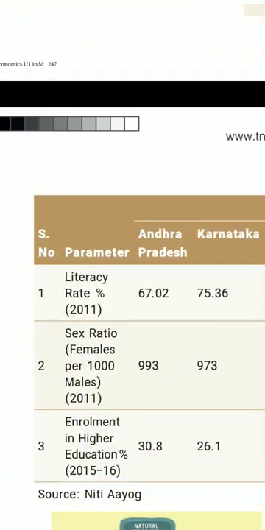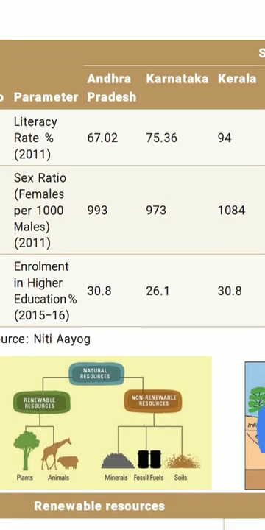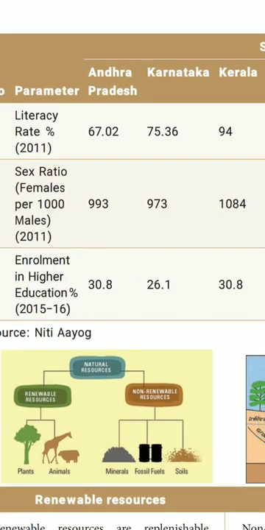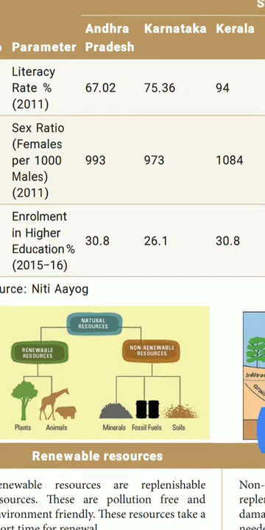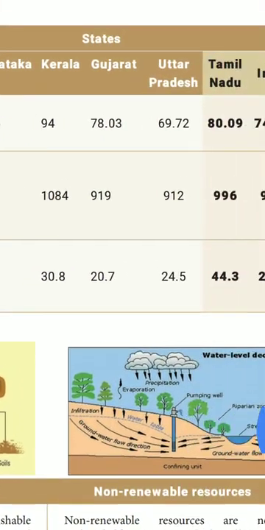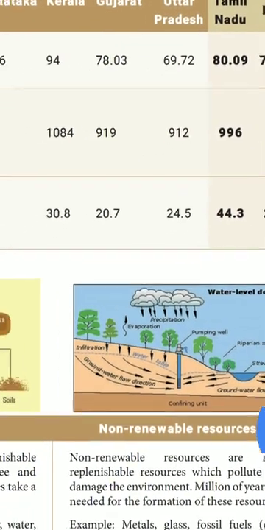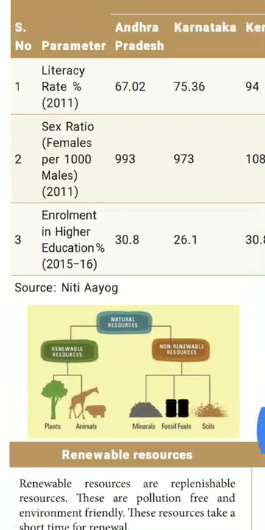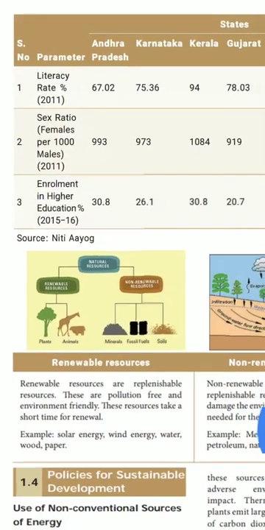There is one box also. The parameters. What do you mean by this parameter? That is the measurement. Okay. Parameter: Andhra Pradesh, Karnataka, Kerala, Gujarat, Uttar Pradesh, Tamil Nadu and India. What was the literacy rate of these states?